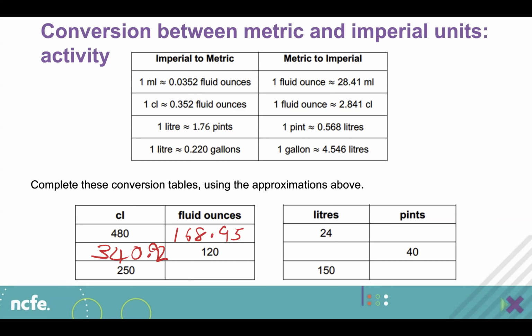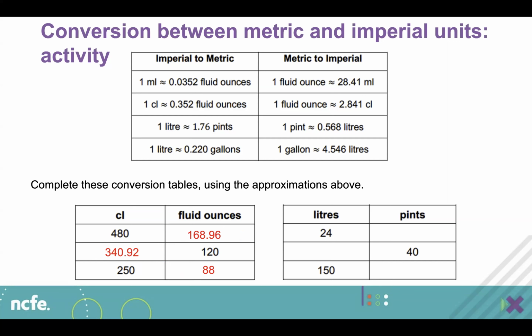And then 250 centiliters would be 250 divided by 2.84, which would be 88 to 2 decimal places. Yeah. So if we take these away, we'll see the answers are there, exactly as I wrote them.